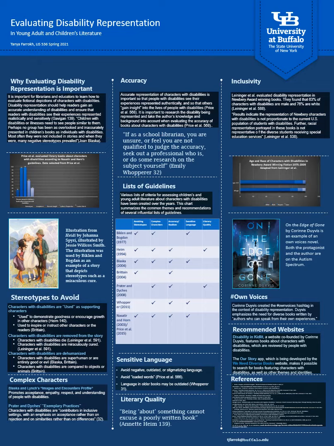There are several lists of guidelines for evaluating the representation of disability in young adult and children's literature. This presentation will summarize the common themes of these assessment methods and suggest some general guidelines, such as avoiding stereotypes and selecting books that feature complex characterization, sensitive language, literary quality, realism, and accuracy.